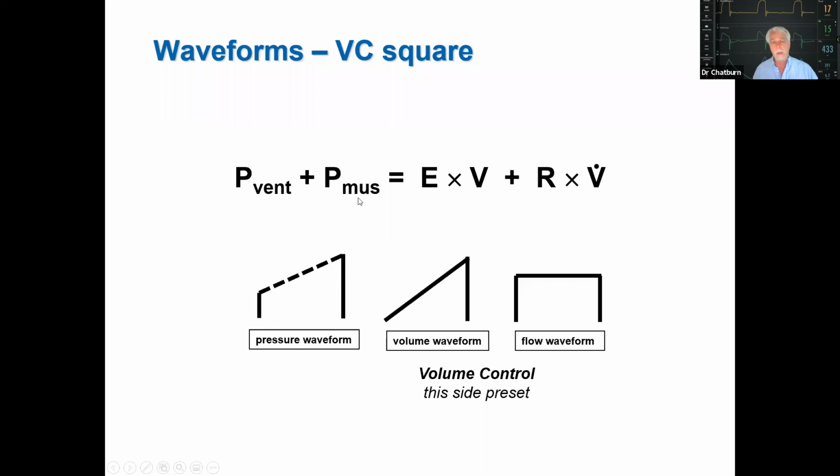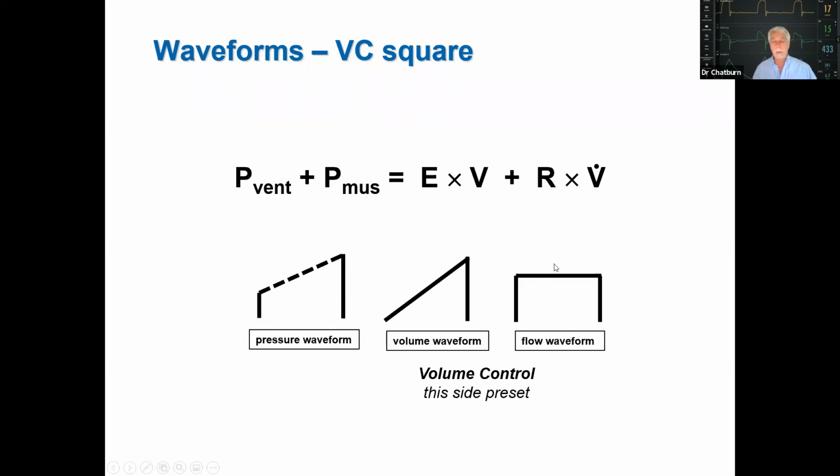So these two pressures act together to generate volume and flow according to the elastance and resistance of the respiratory system. And I will point out that all of these terms are in units of pressure, because if you multiply elastance times volume, you get units of pressure. And if you multiply resistance times flow, you get units of pressure.